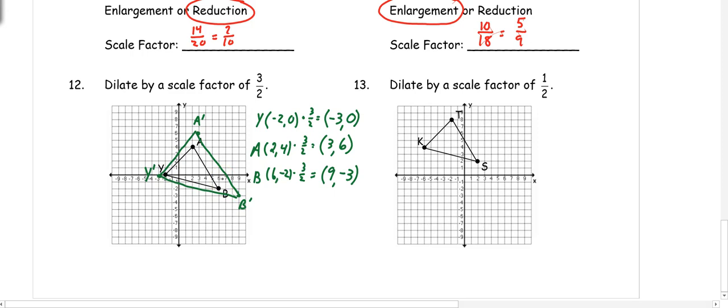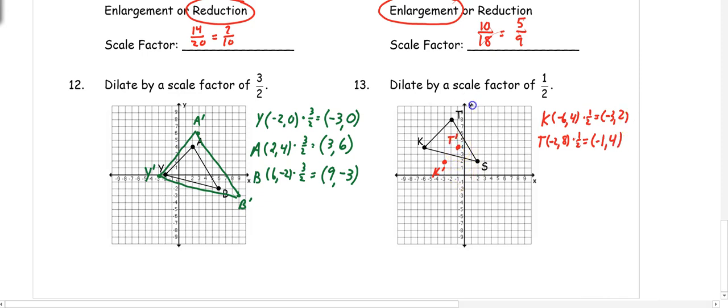In 13, we're going to multiply by a scale factor of 1/2. So we're going to take each coordinate and multiply by 1/2. So if k is negative 6, 4, we're going to multiply by 1/2, and we get negative 3, 2. So k is at negative 3, 2, k prime. T was at negative 2, 8, and when we multiply by 1/2, we get negative 1, 4. So we're going to go negative 1, 4.